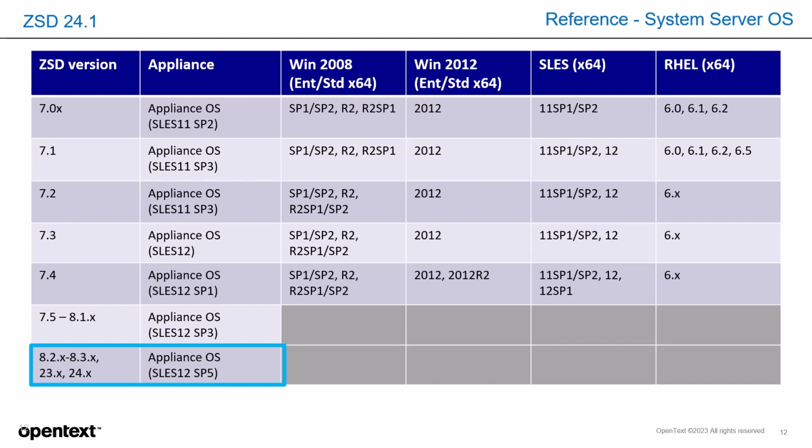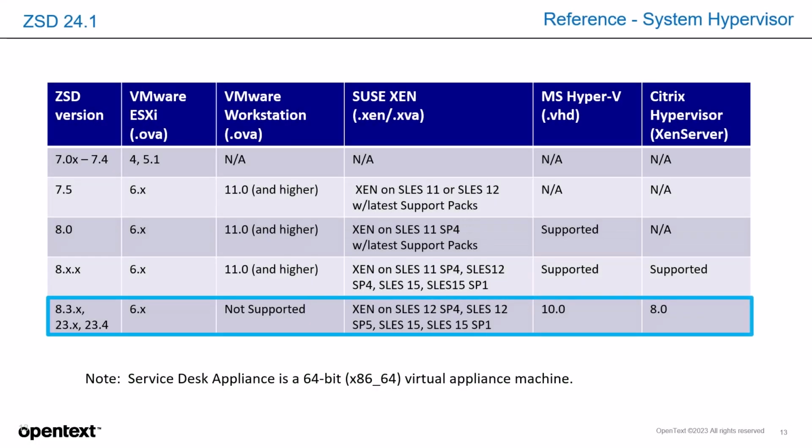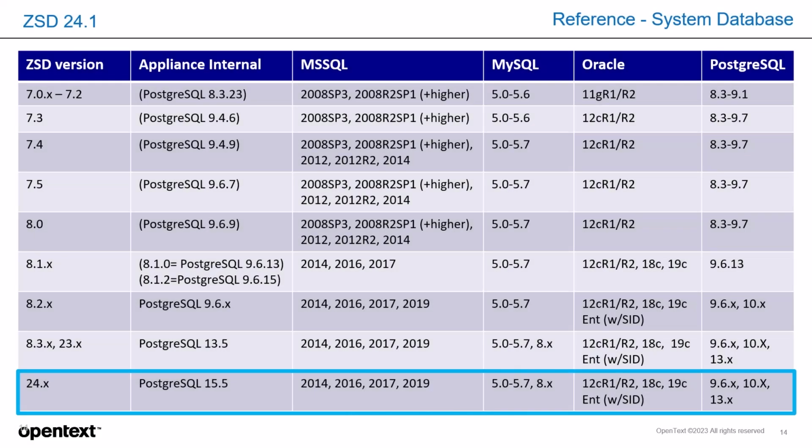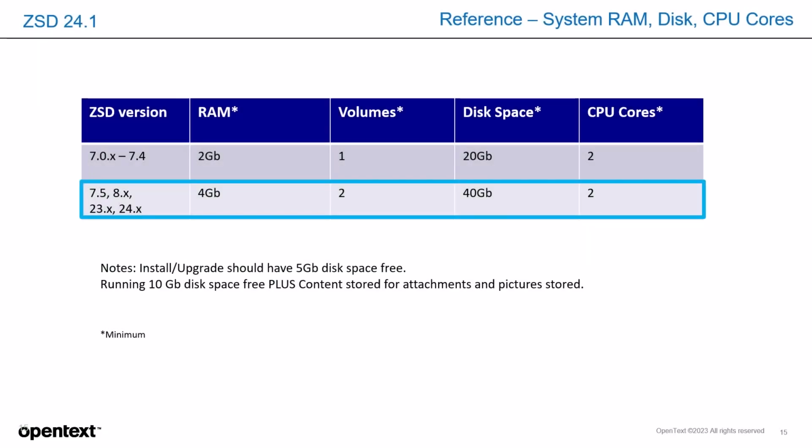We're currently on SLES 12 SP5. The next one, which will be 25.1, will be advancing that to SLES 15. Then we have the hypervisor, what's supported in these versions, as well as the system database. We did upgrade in 24.x to Postgres 15.5. And as we look at the system RAM, disk, and CPU cores, back when we moved to the appliance-only model, we upgraded that to minimum requirements of 4 gig, 2 volumes, and 40 gigabytes of disk space, as well as 2 CPU cores.